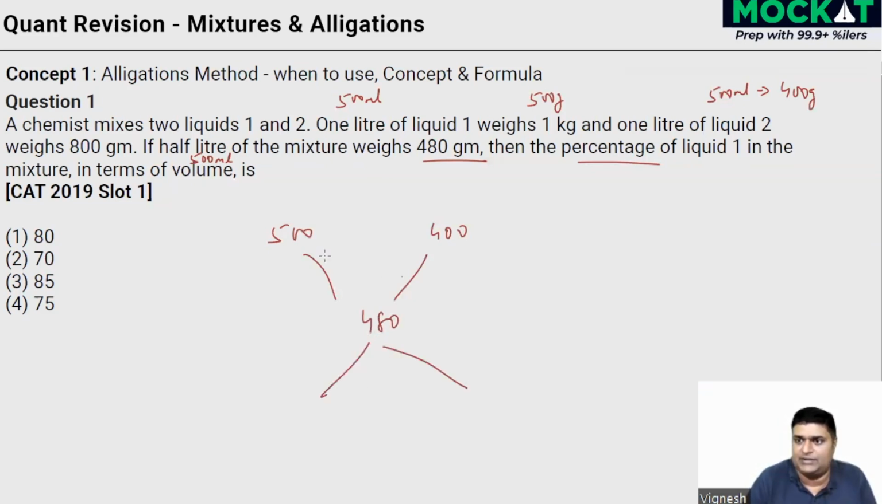If that is the case, just plain simple alligations: 500 minus 480 is going to be 20. 480 minus 400 is coming to 80 over here. 80 is to 20 is 4 is to 1. And 4 is to 1 is the ratio in which we are mixing L1 and L2. What is the percentage of liquid 1 in this mixture? Liquid 1 over here, 4 out of a total of 5 parts. 4/5 is nothing but 80%, and this is 20%. Option 1 becomes the answer here.